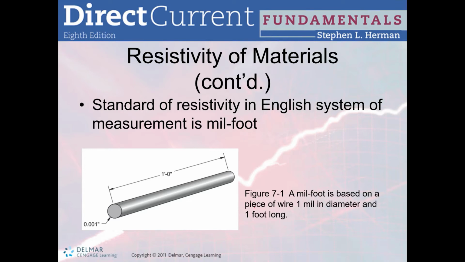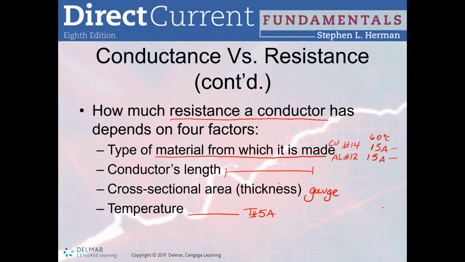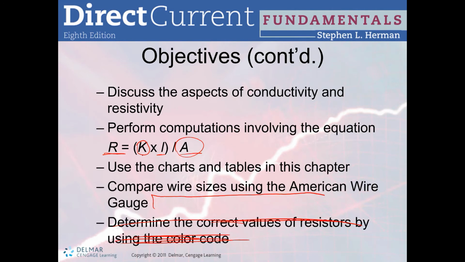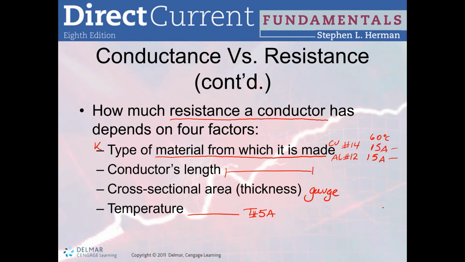Okay, so let's keep moving, guys. As I was saying, we already covered that the resistivity of the material is going to depend on 4 different factors. One of these factors is the K, the constant that we are going to use in the formula that we saw previously. That K factor depends on the type of material from which the conductor is made.